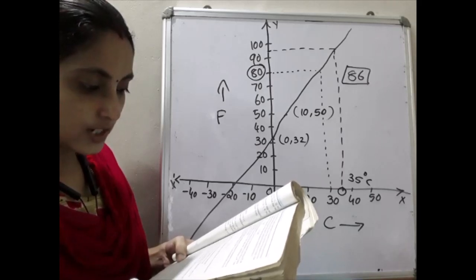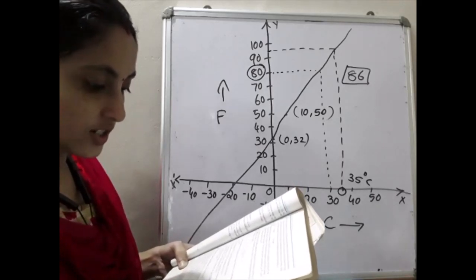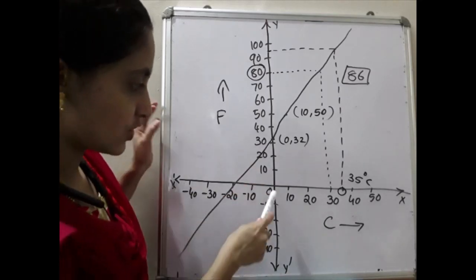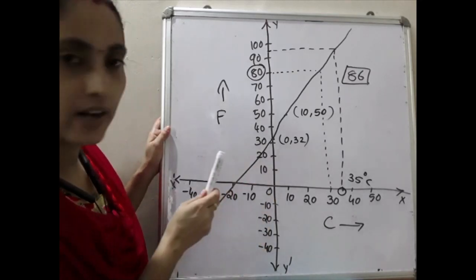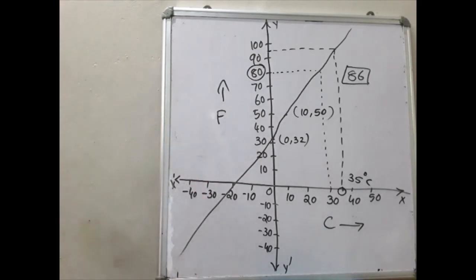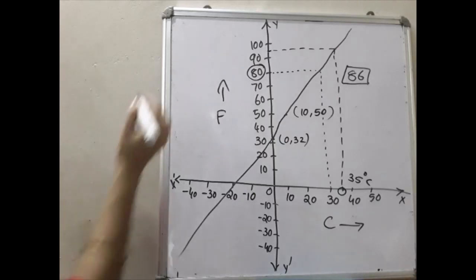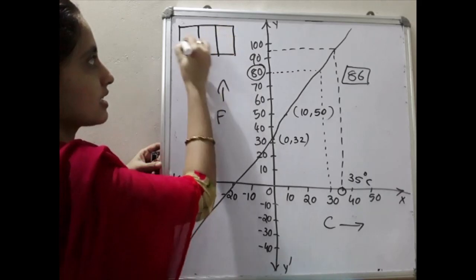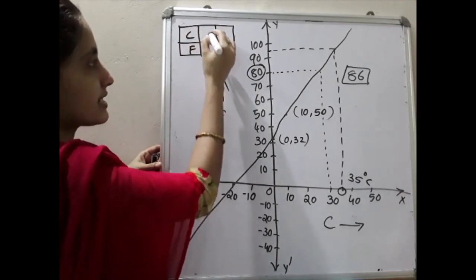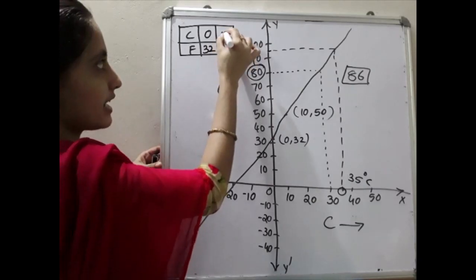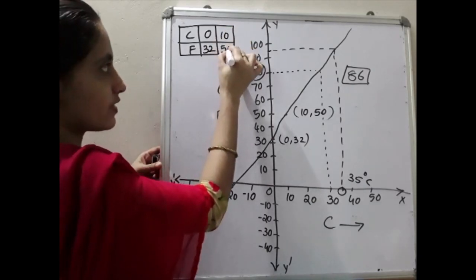Okay, so our question is what? If the temperature is 0 degrees Celsius, what is the temperature in Fahrenheit? 0 degrees Celsius, you have to find the temperature in Fahrenheit. You already know the box; we already wrote the box there. That is Celsius, Fahrenheit. Celsius is 0, so you got 32. And Fahrenheit 10, Celsius 10, you got the answer as 50, is it?